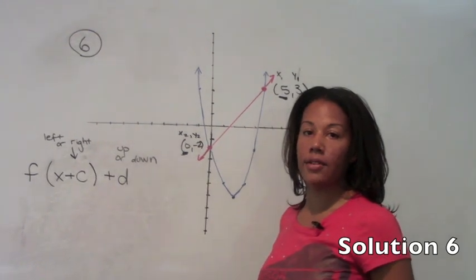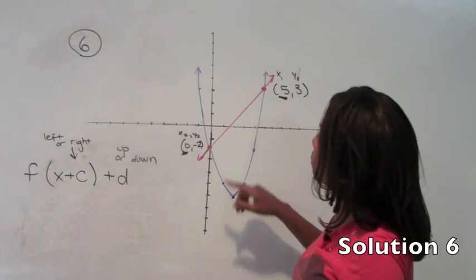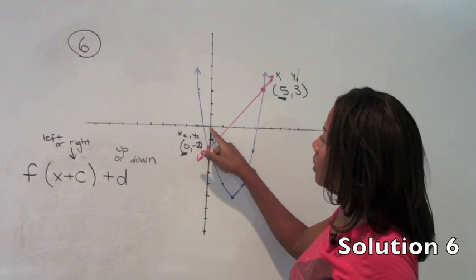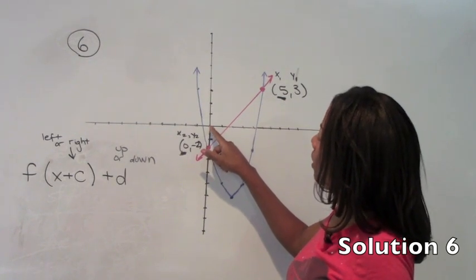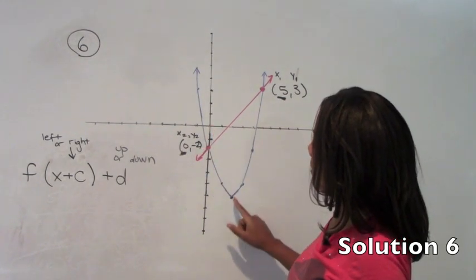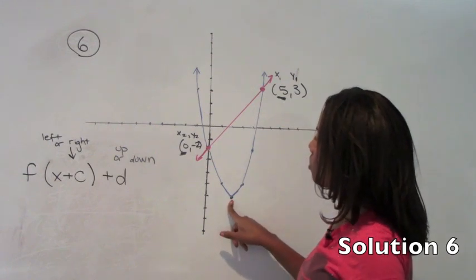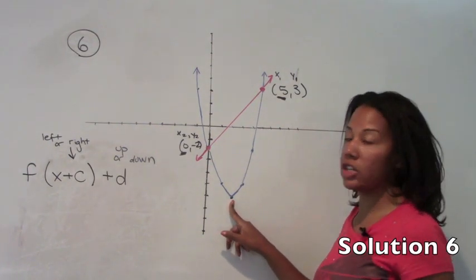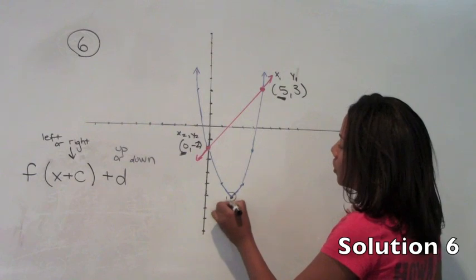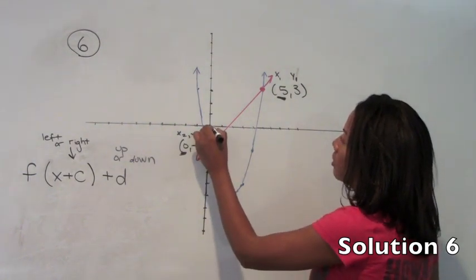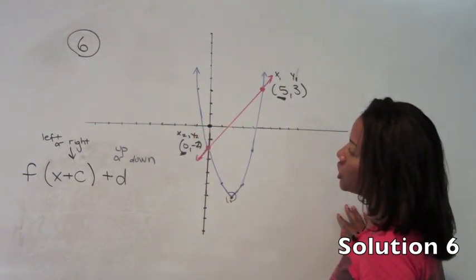Number 6. For number 6, we're asked that if the original parabola had its vertex at the origin, what is the formula for the new parabola? Or what is the equation, rather, for the new parabola? So in other words, how has it been shifted? So this is your vertex. Your vertex was originally right here. So how did we shift it over?